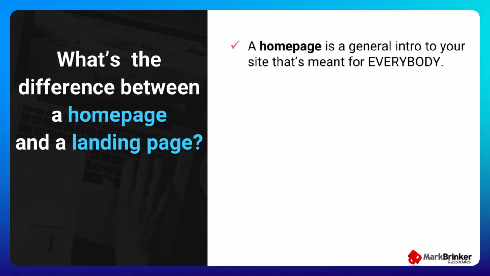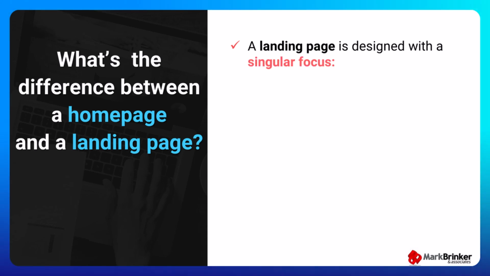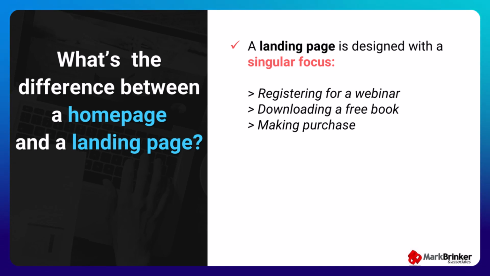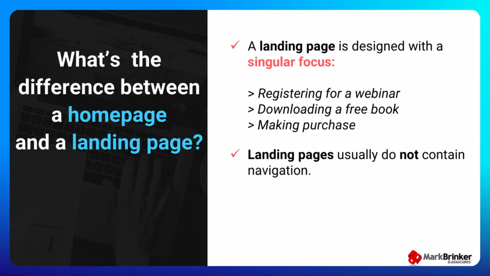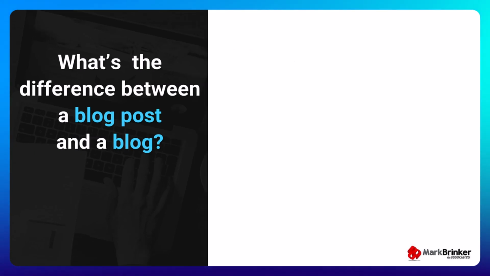Well, a homepage is a general introduction to your site that's meant for everybody. A homepage typically guides your visitors to different sections of your site depending on what information they're looking for. A landing page, on the other hand, is designed with a singular focus or goal, such as registering for a webinar or downloading a free book or a cheat sheet or making a purchase. Since landing pages are focused on conversion, they usually do not contain navigation to different parts of your site because you don't want people getting distracted. If you're running paid ads, you're going to want to send those visitors to a landing page that matches the message of the ad they just clicked on that got them to your landing page.